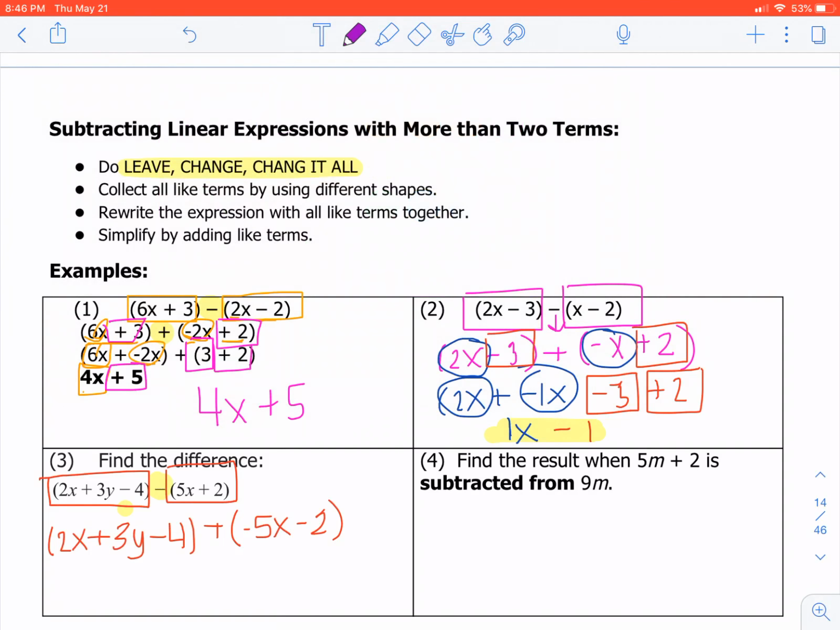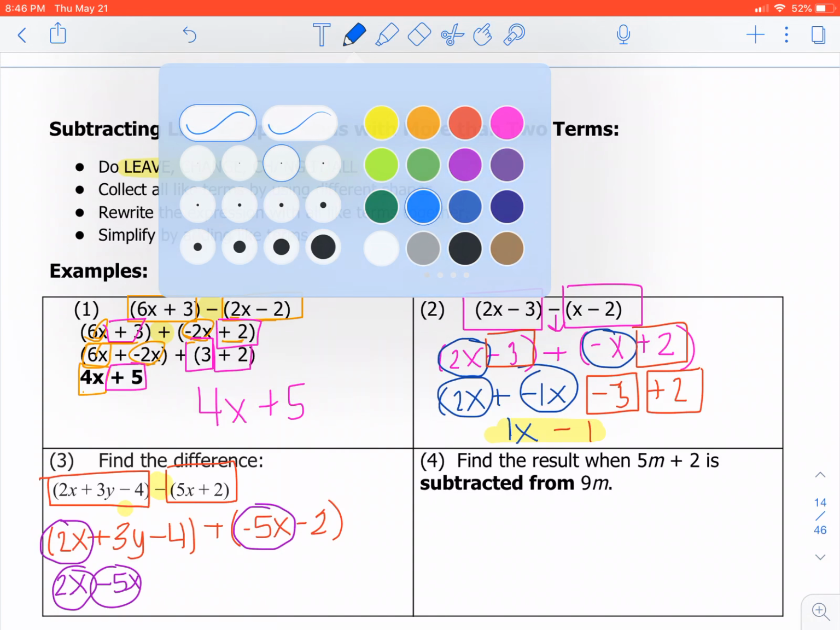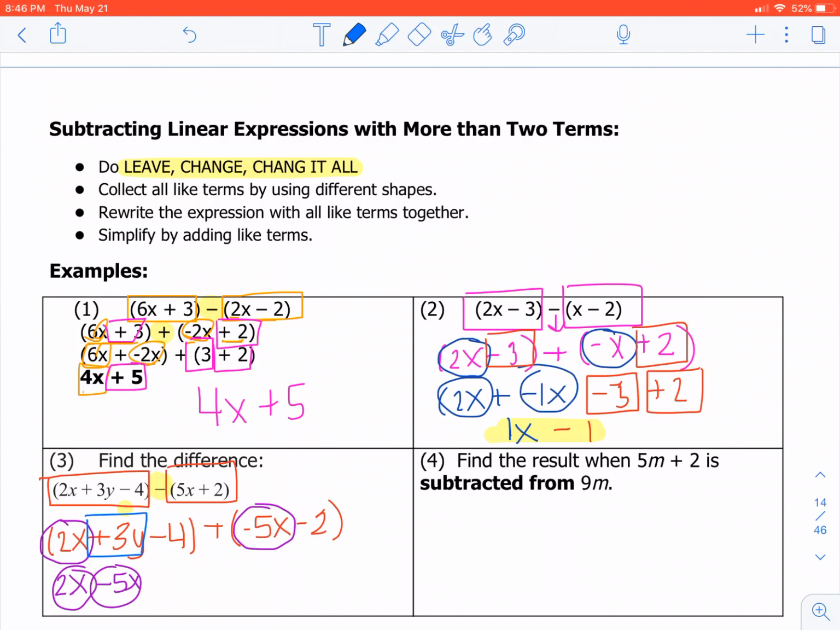All right, so I'm going to circle my 2x. I can also circle negative 5x. Those are like terms. So 2x and minus 5x. Those are my like terms. All right, I'm going to do plus 3y. Now, there's nothing like plus 3y. There's no other y, so that's just going to stay by itself. And then I have my minus 4, my minus 2. I'm going to put those in triangles. Those are the same because they both are just numbers, so they stay together.